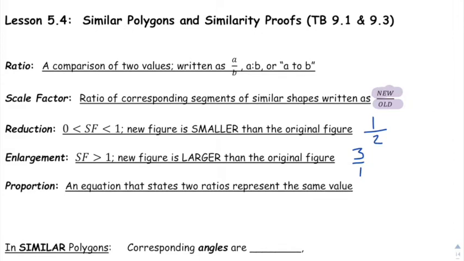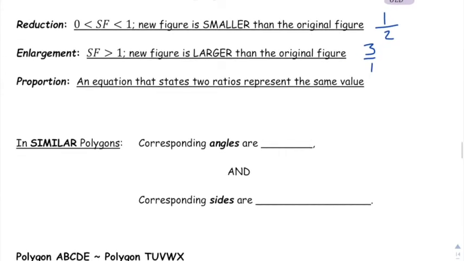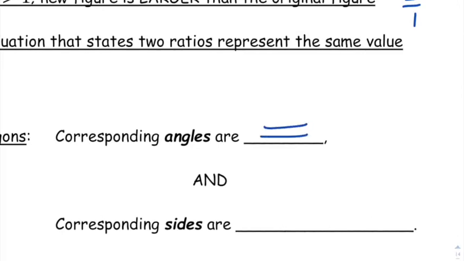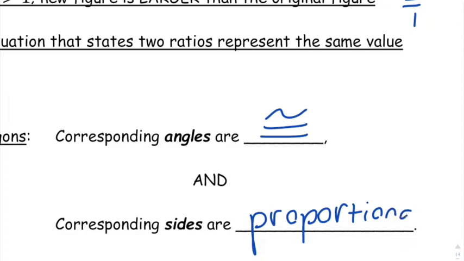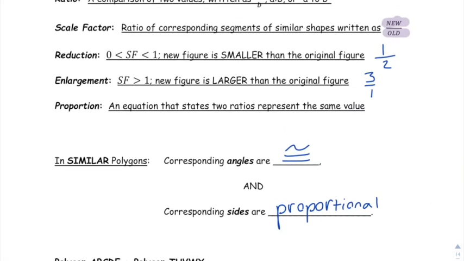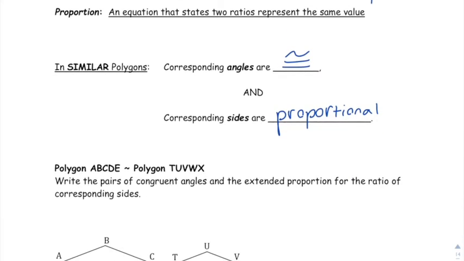Then also we have proportion. That's an equation that states two ratios represent the same value. We'll see some of those come up here in a bit. So similar polygons, you probably learned a little bit about this in middle school. All the angles are going to be congruent, and then corresponding sides, we're going to say that the sides are proportional. A lot of people want to say the sides are similar, but that's probably not the best word. The best word is proportional, just in case that comes up on a quiz or test.